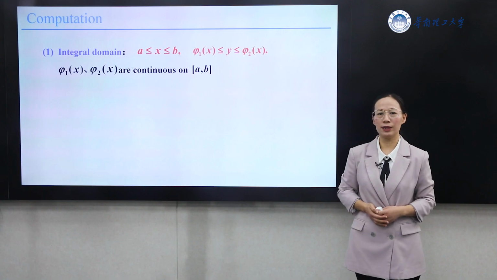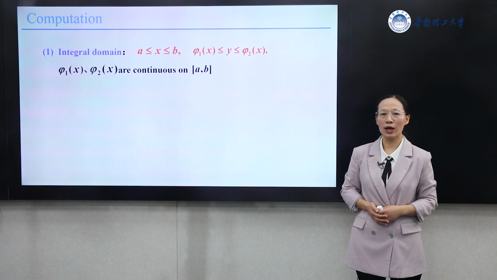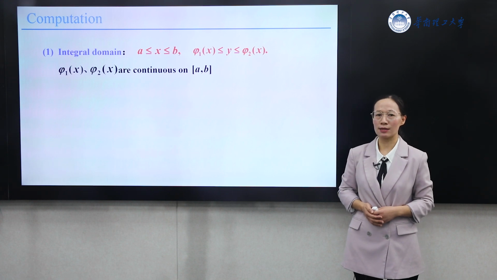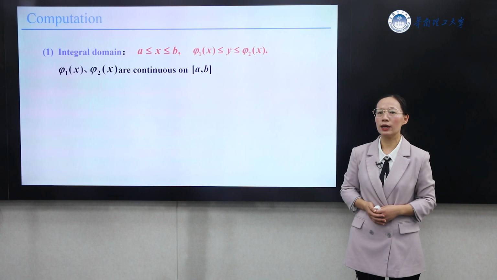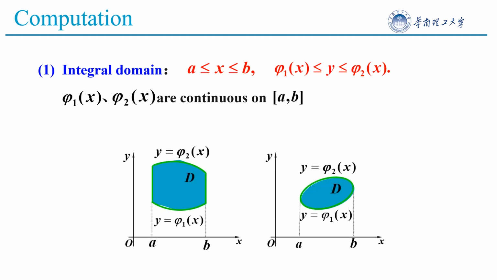x is from a to b and y is from phi1(x) to phi2(x). Phi1(x) and phi2(x) are continuous on the interval [a,b]. The two pictures show this kind of integral domain. We call it an X-style integral domain. A set D is an X-style integral domain if it is simple in the y direction, meaning that a line in this direction intersects D in a single interval, or point, or not at all.